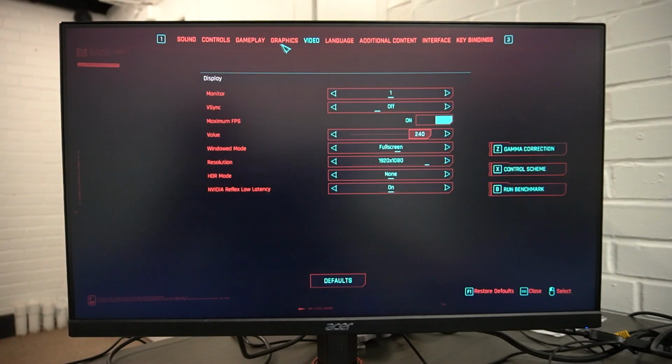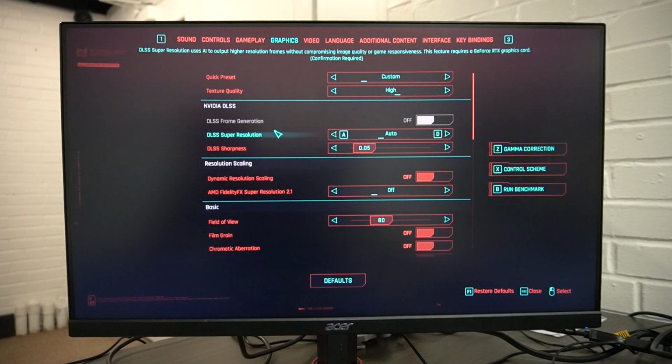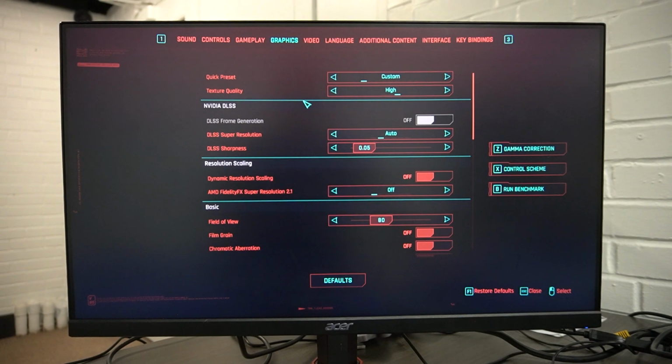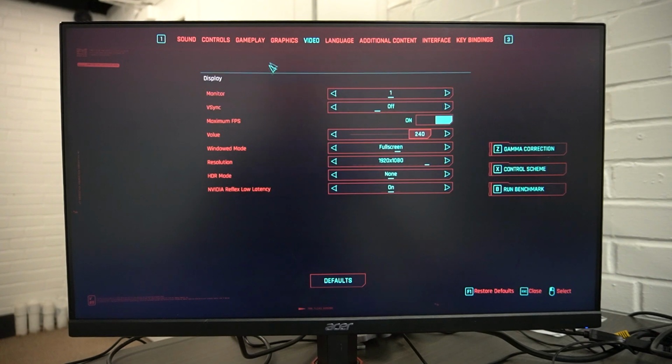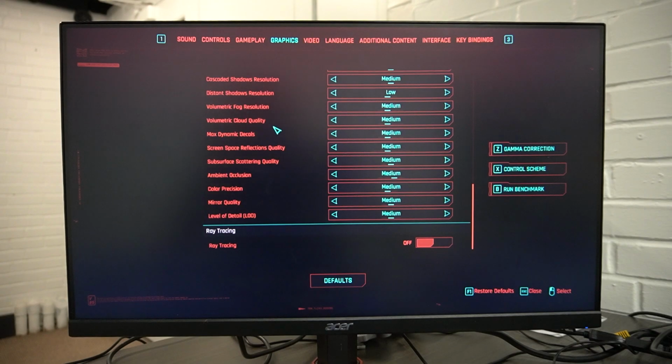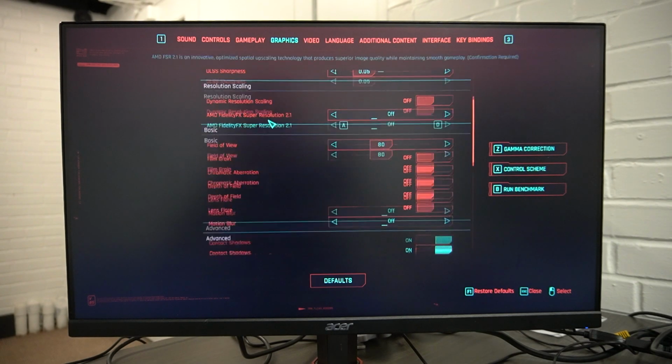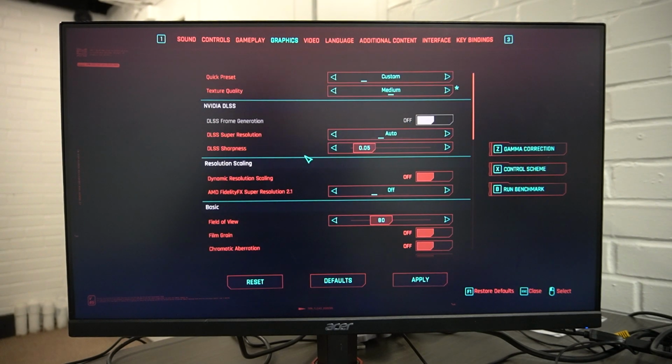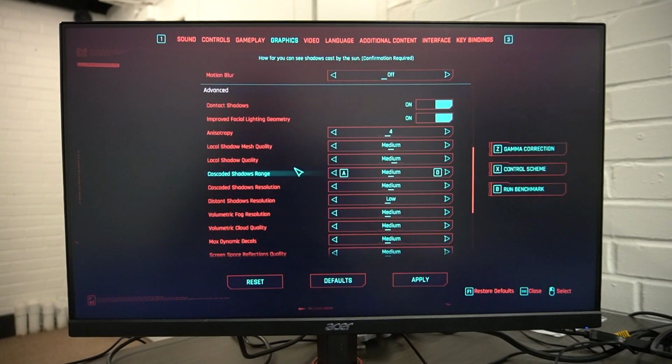Cyberpunk. Okay, we're going for no ray tracing, though this is an RTX card. There's no way on this planet that this card would be able to do ray tracing. What am I looking for? Medium? Should I try medium? Ray tracing off, medium. Texture quality medium. Everything else medium.